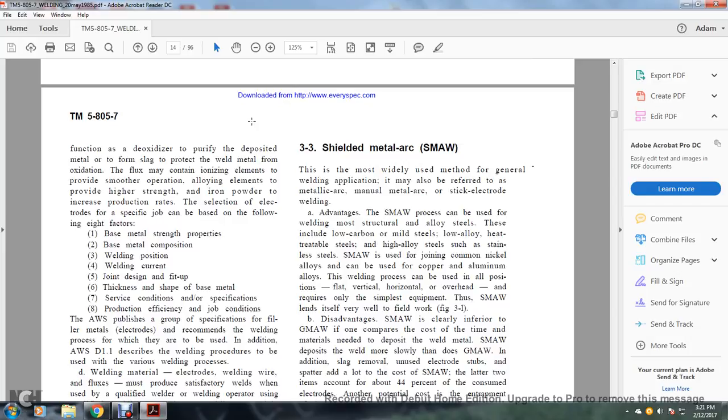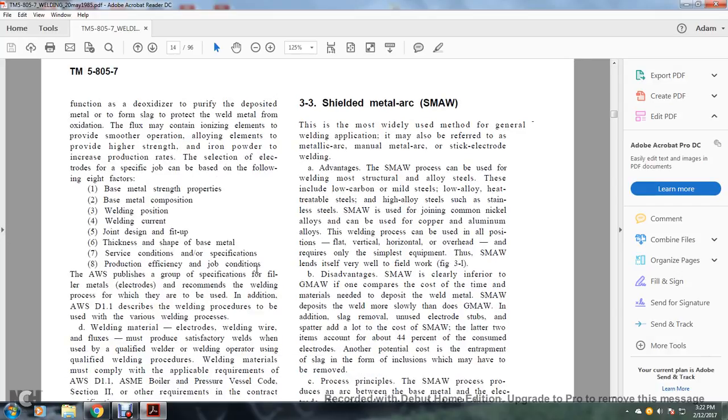Alright, the selection of the electrode for a specific job can be based on the following 8 factors: base metal strength properties, base metal composition, welding position, welding current, joint design and fit up, the thickness and shape of the base metal, the surface conditions or specifications, and 8, production efficiency and the job conditions.